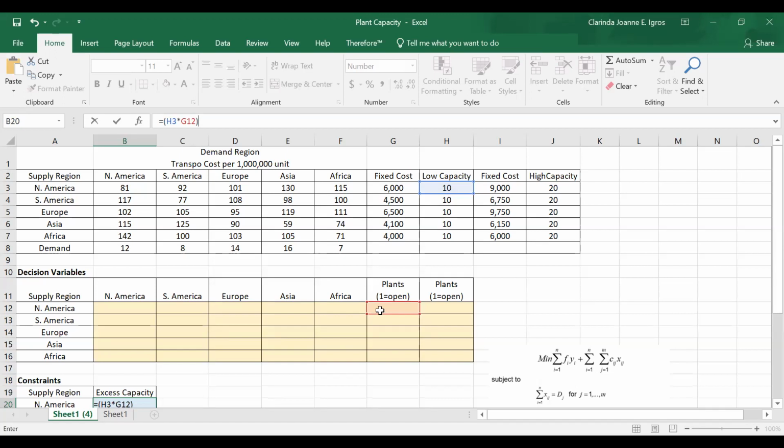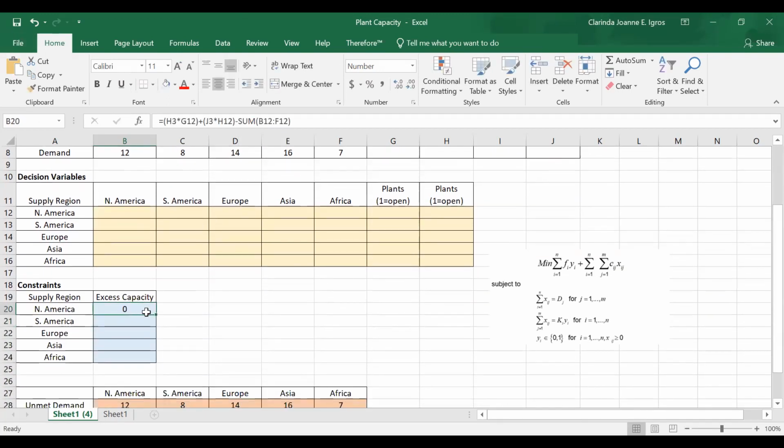This is for the low capacity, then you will add it to the value for the high capacity. So this one multiplied by this one. Then this will be subtracted from the summation of all the demand from the supply region, so this from North America. I'll just drag this one, so it has the same formula for everything.